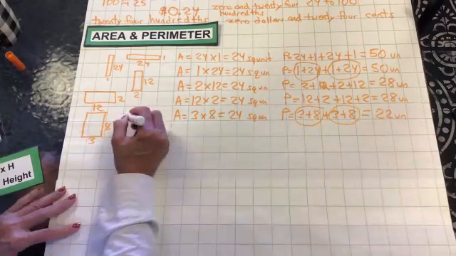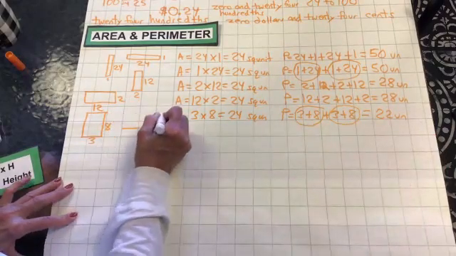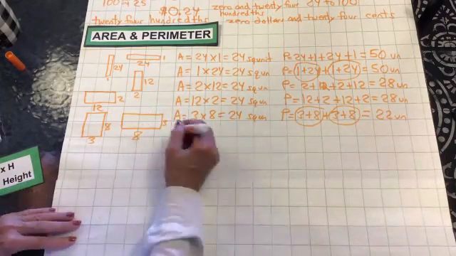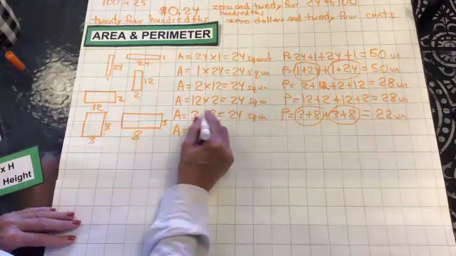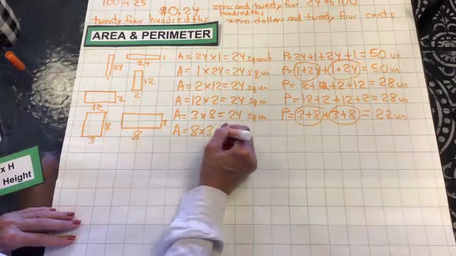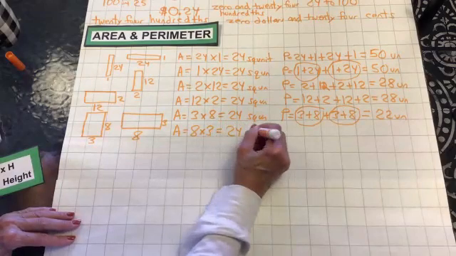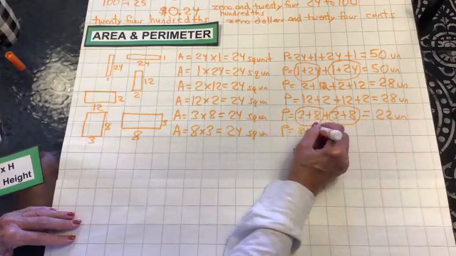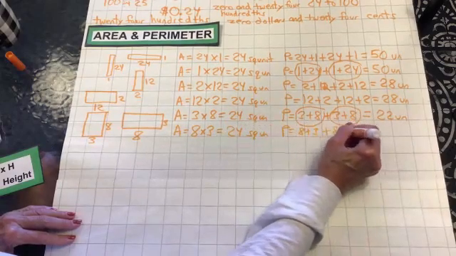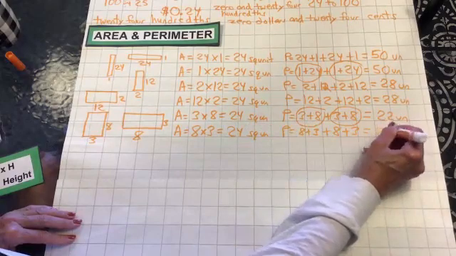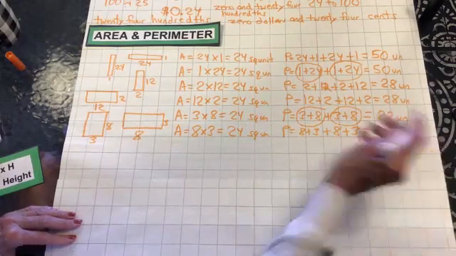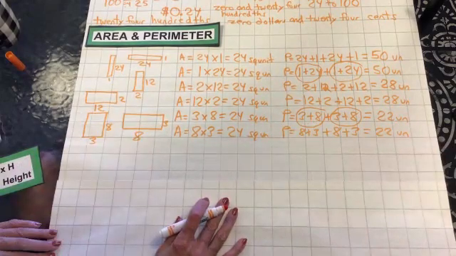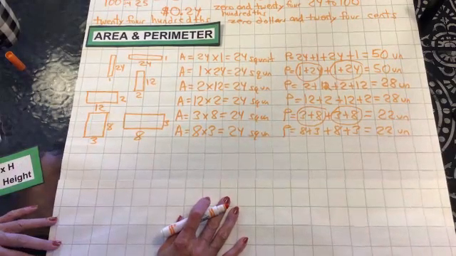All right, so let's come over here, and this time we're going to do an 8 by 3. So this is 8 wide by 3 tall. It's the same as this, but we just changed the arrangement. So the perimeter would equal 8 plus 3 plus 8 plus 3 equals 22 units. All right, so we did this 2 different ways.